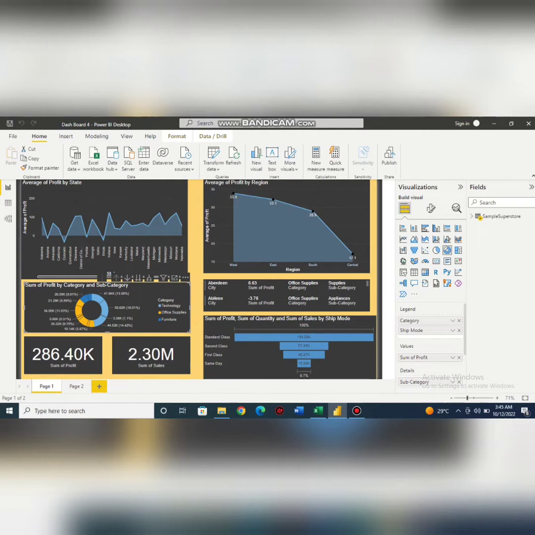Now here I have shown the profit by category and subcategory. We can see in this visualization that the Central region has the least profit. It is a weak area. We should work on it to make more profit in the Central region to solve the business problem. It is a business problem we should solve.